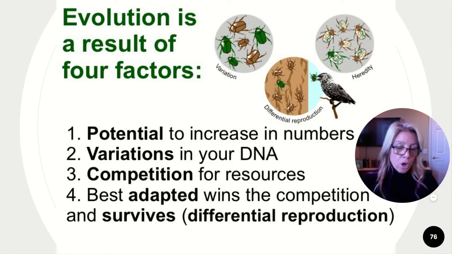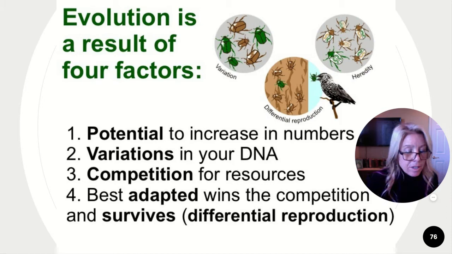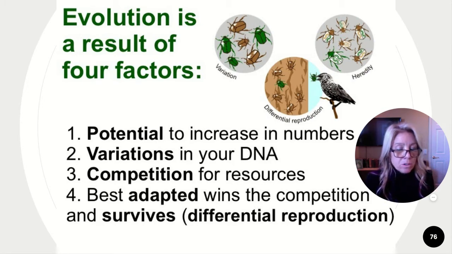So on your notes, results from 4 factors: A, the potential for a species to increase in numbers; B, the heritable, meaning it's in your DNA, the heritable genetic variation of individuals in a species due to a mutation or sexual reproduction. We'll get more into that later when you and I study meiosis together. C, competition for limited resources. And then D, the proliferation of those organisms that are better able to survive and reproduce in the environment. So in this case, the brown ones are better able to survive and reproduce because they're able to hide.